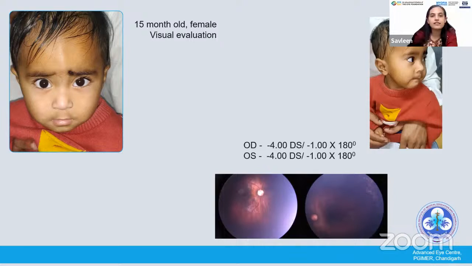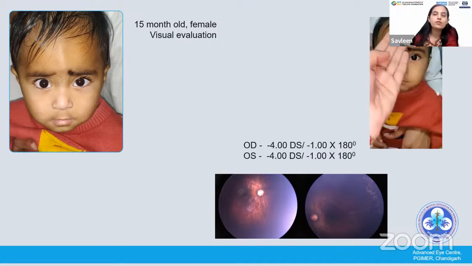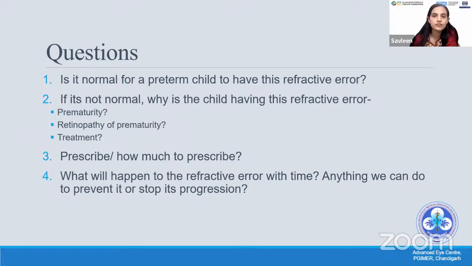The child is 15 months old, and a lot of questions come to our mind when we see such a situation. The most important being, is it normal for this child to have this refractive error? If it's not normal, why is this child having this refractive error? Is it because of the prematurity per se? Is it because of the ROP, or is it something we have done with our treatment? Do we prescribe in this child, and how much do we prescribe, and how does this refractive error progress as compared to a normal term-born infant? So I'll take these 4 questions in my presentation.